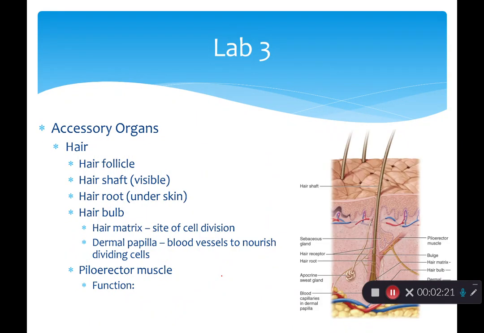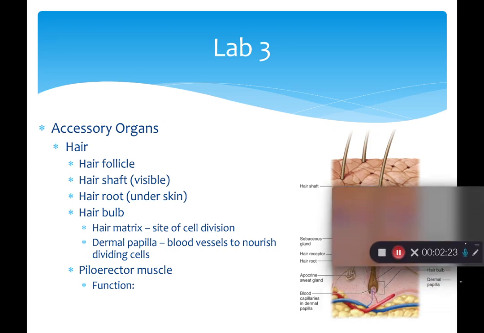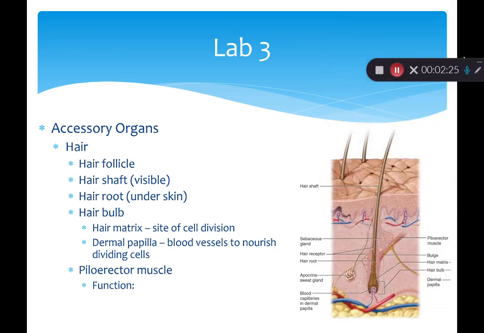Hairs. Okay, so this is a hair. It grows in a tube called a hair follicle. So the hair follicle is the tube that it grows in. The shaft is the visible portion, while the root is under the skin. And most of a hair, including part of the root, is dead.